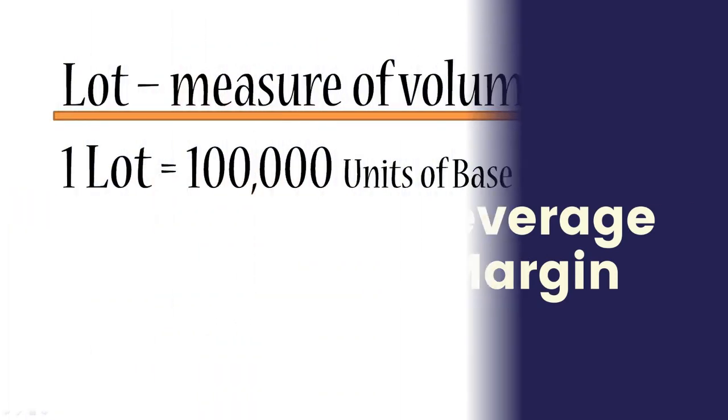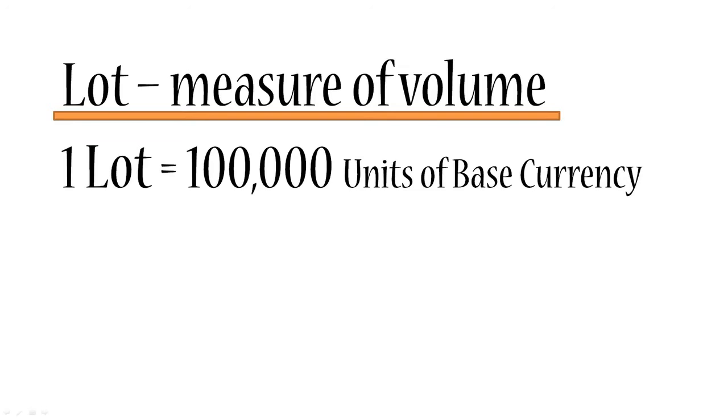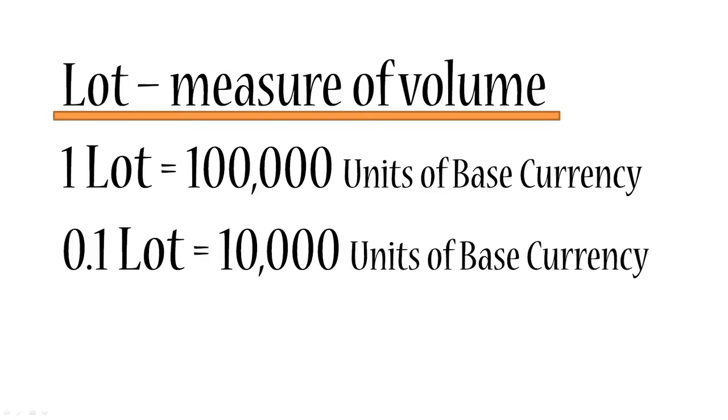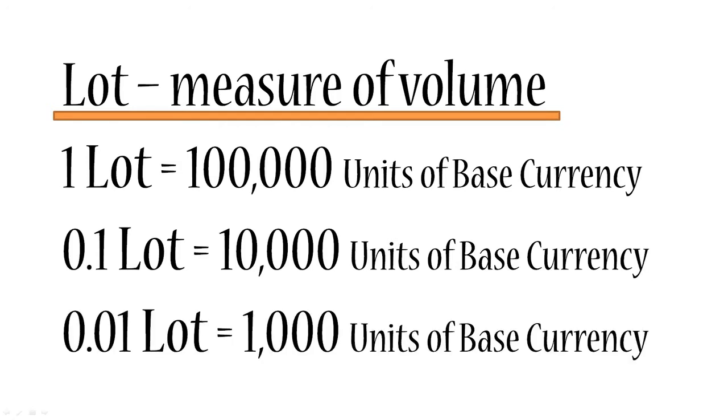A lot is a measure of volume of a transaction on the Forex market. One lot equals 100,000 units of base currency. 0.1 lot equals 10,000 units of base currency. 0.01 lot equals 1,000 units of base currency. Also, 0.1 lot is called the mini lot, and 0.01 lot is called the micro lot.